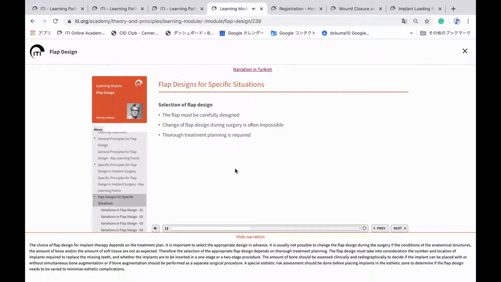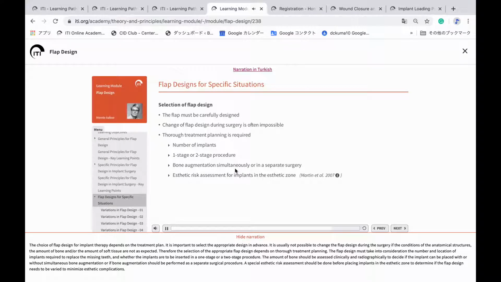The flap design must take into consideration the number and location of implants required to replace the missing teeth, and whether the implants are to be inserted in a one-stage or a two-stage procedure. The amount of bone should be assessed clinically and radiographically to decide if the implant can be placed with or without simultaneous bone augmentation, or if bone augmentation should be performed as a separate surgical procedure.